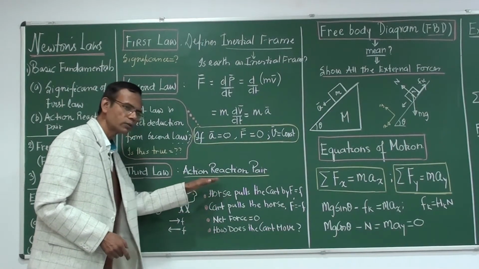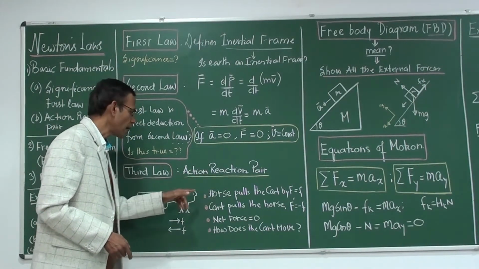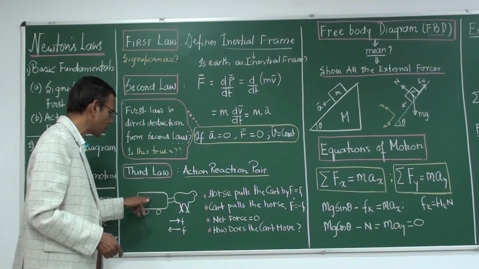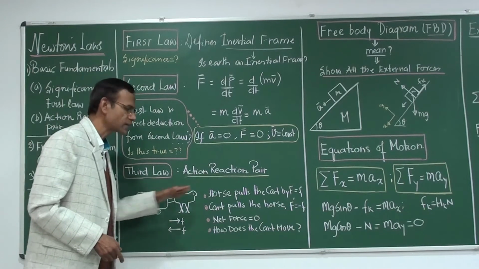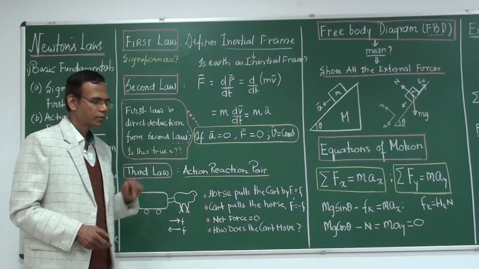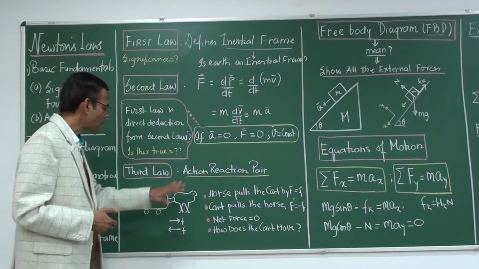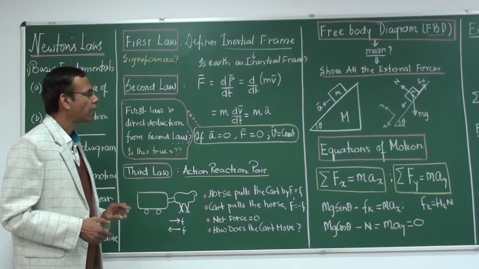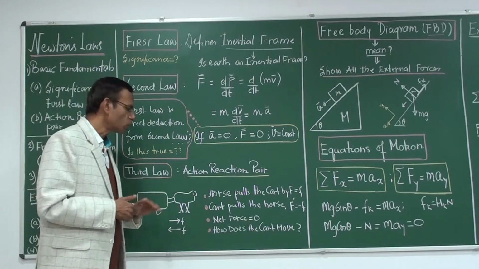So there is a forward force the horse gets, and the forward force minus the backward force applied by the cart gives the acceleration of the horse. So that is the answer. I hope this is clear to you. This is a very popular question, and I think most of you know this answer.